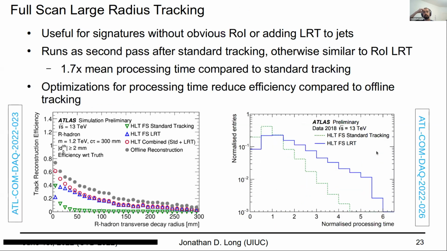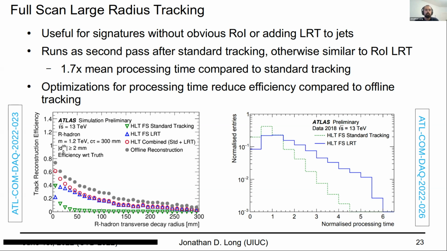And the last thing I want to mention is that we can also run full scan large radius tracking, which could be useful, for example, if you have a signature that doesn't have an obvious region of interest, or if you want to add large radius tracks to all of your jets. But it is a little bit slower because it has to run over the whole detector. There are a lot of seeds to deal with. So on average, it's actually about 1.7 times the time it takes to run the standard full scan tracking. And I should mention that this is run as a second pass after standard tracking, unlike the region of interest version.